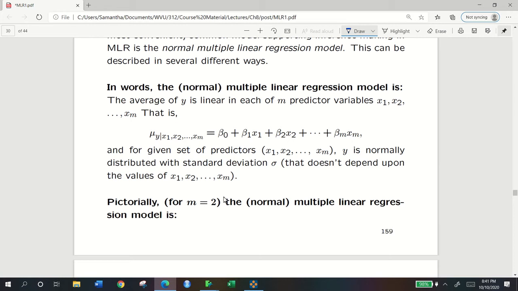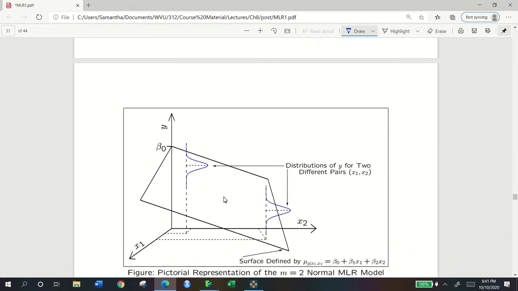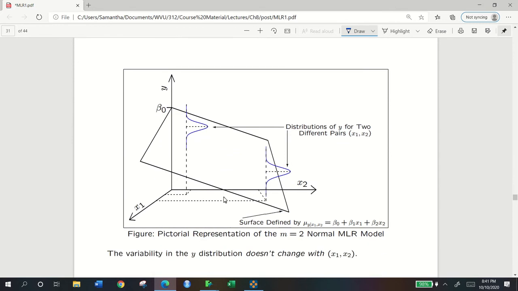And so if we want to have an understanding of this pictorially, again, we have to consider it in a three-dimensional situation where we have our y-axis and our two axes for our predictors, x1 and x2, and each of our responses we can see are normally distributed with a variance of sigma squared, or a standard deviation of sigma.